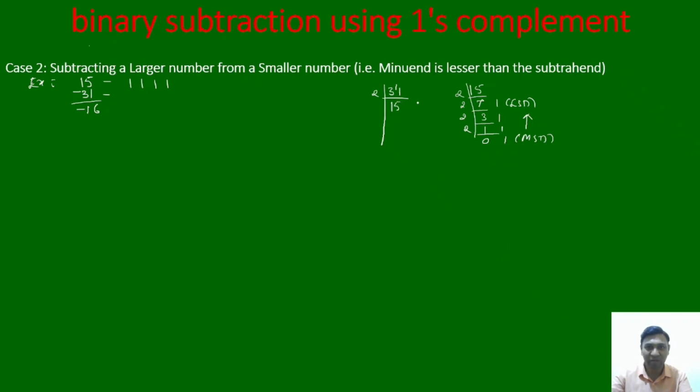2 5s are 10, 1 will become the remainder. 2 sevens are 14, 1 is the remainder. 2 3s are 6, 1 is the remainder. 2 1s are 2, 1 will become the remainder, again divided by 2. So here the quotient will be 0 and 1 will become the remainder. So the first remainder is called the least significant digit and the last remainder is called the most significant digit. So we will have to write it from bottom to top.